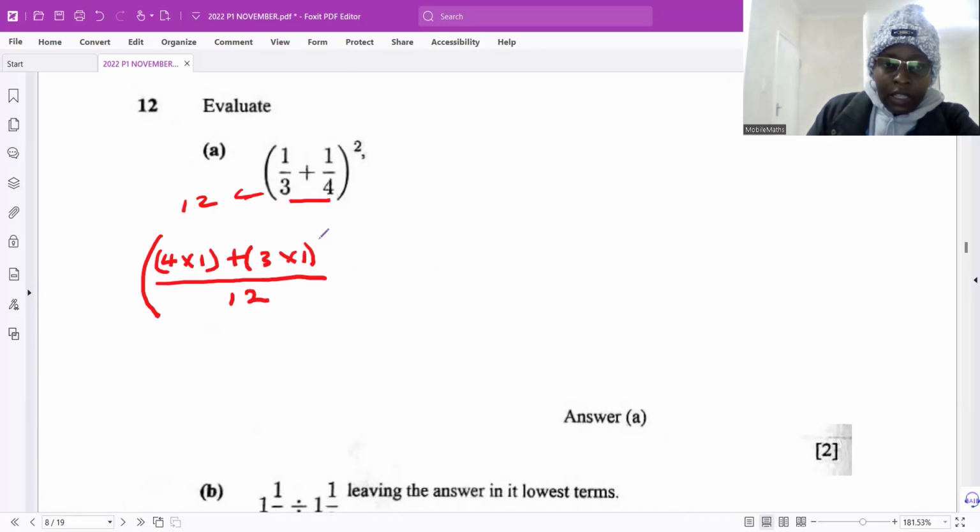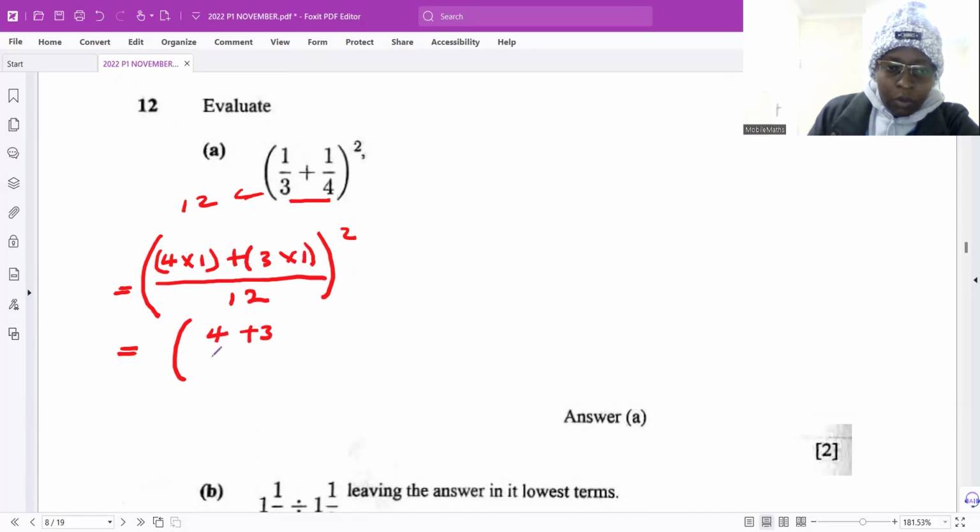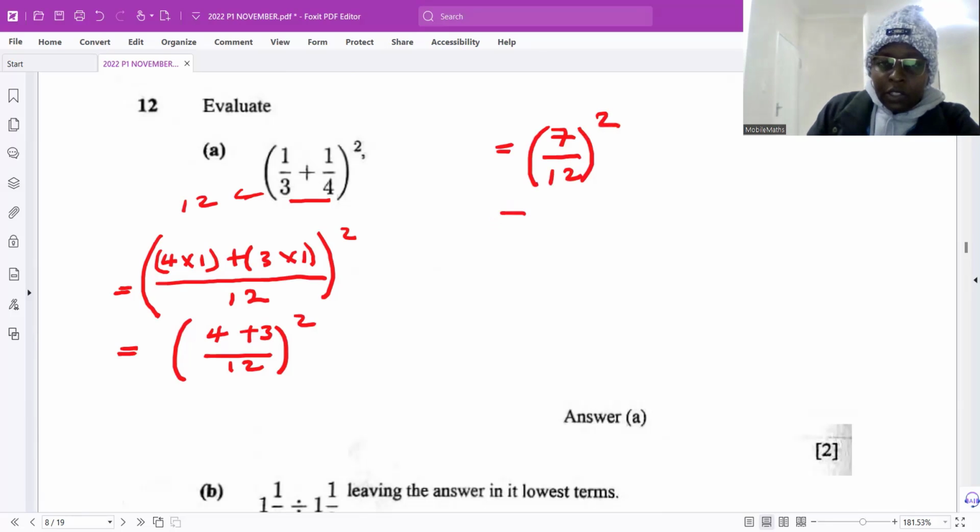Then we square this. So we are just rewriting it. This is going to give us 4 plus 3 over 12. Then we square. So this is equal to 4 plus 3, that's 7 over 12. Then we now square it. 7 squared, we get 49.